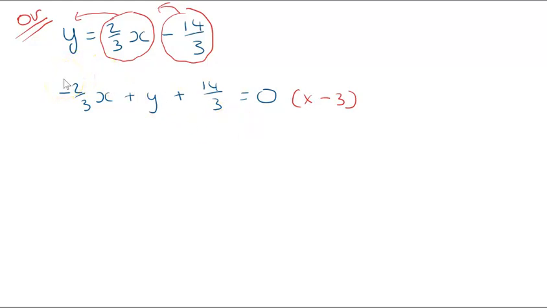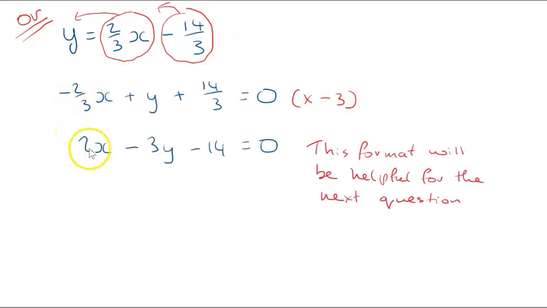So for our x value, a minus times a minus is a plus, and then 2 by 3 is 6, and 6 over 3 is 2. So we get 2x. Then y times minus 3 is minus 3y, and then 14 over 3 multiplied by minus 3 is minus 14. So we have 2x minus 3y minus 14 is equal to 0, and this format is perfect as well. So this would have gotten you the full 5 marks either. But this format is going to be helpful for the next question.